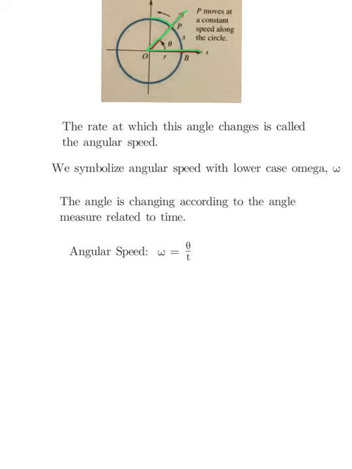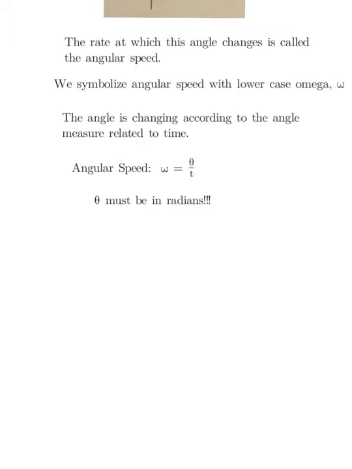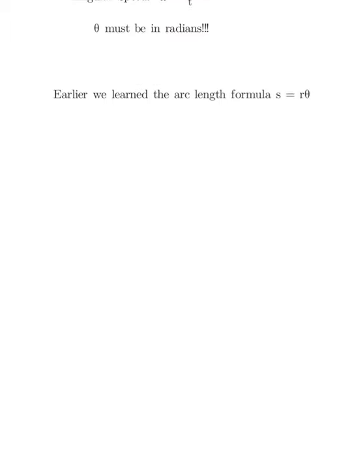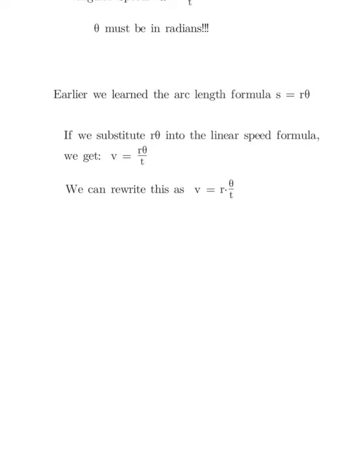This gives us our formula for angular speed. Omega equals theta over T. Remember, theta must be in radians. Earlier, we talked about the arc length formula of S equals R theta. So if we take our linear speed formula and substitute R theta in place of the S, we get V equals R theta over T. We can rewrite that fraction just a little bit as R times theta over T.